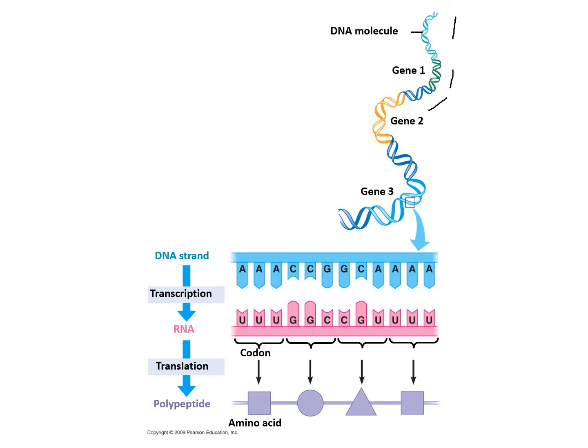So again, remember there's no thymine in RNA. So A will bind with U. So AAA is going to be UUU. CCG is going to be GGC. GCA is going to be CGU, and then the 3 A's at the end are going to be 3 U's. And then those codons are going to be read in 3 base sets, like this, which it shows. And each one of these is going to code for a particular amino acid shown here.